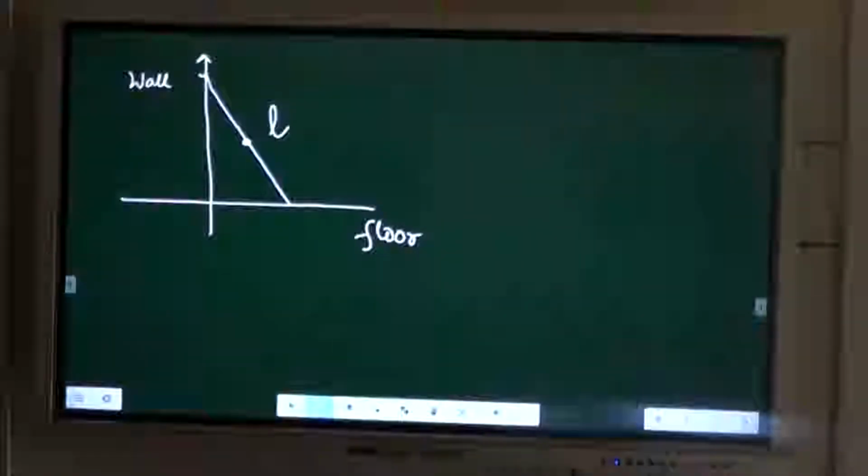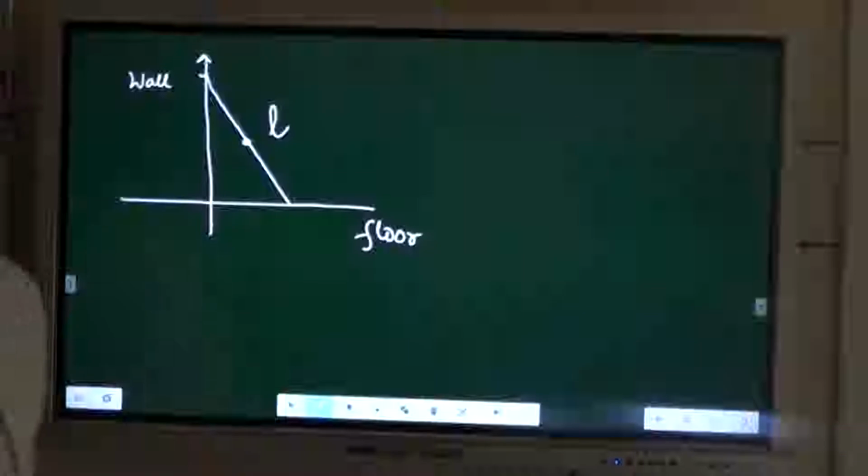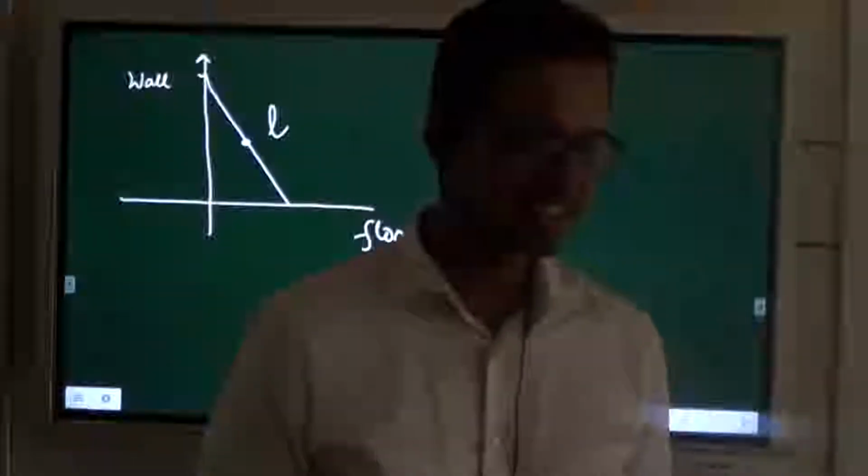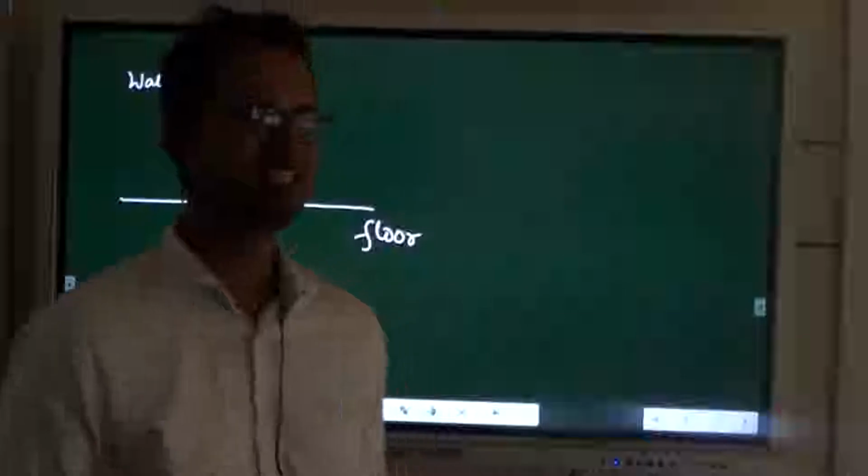So there was one version where they gave the vertical rate of sliding and they asked us the horizontal rate of sliding. Oh, okay. dx by dt.